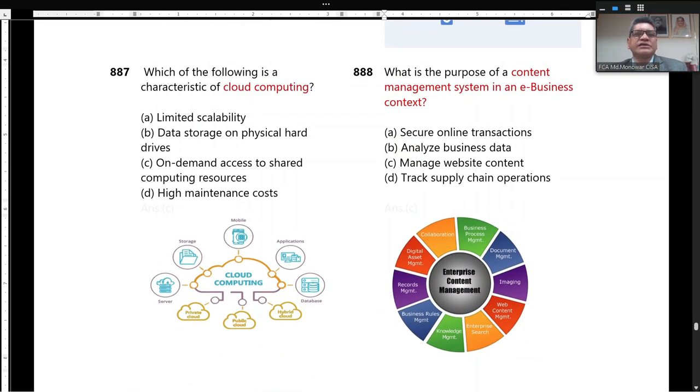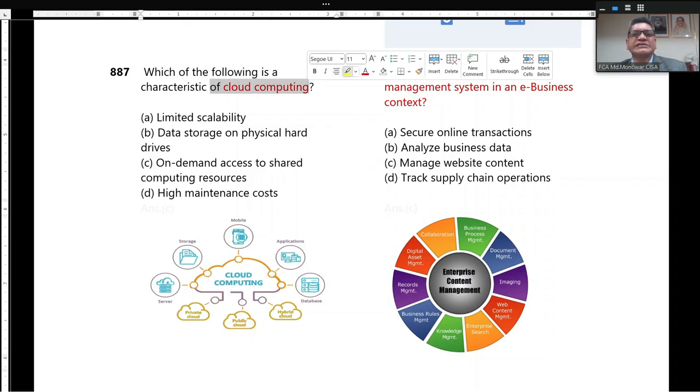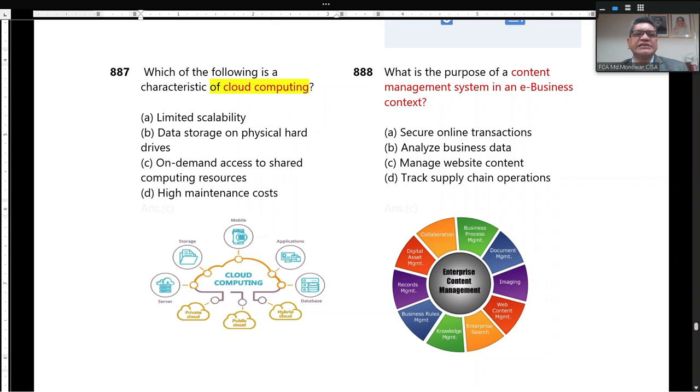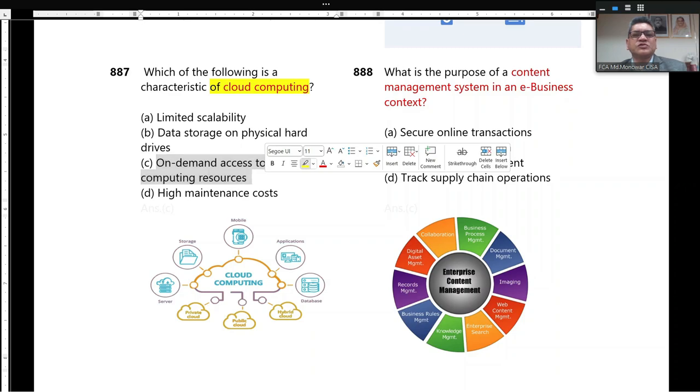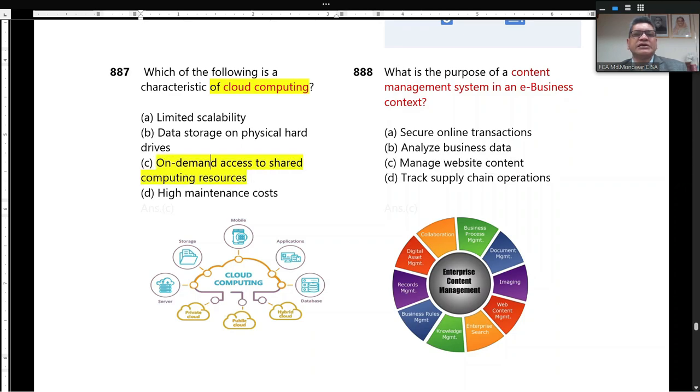Which of the following is a characteristic of cloud computing? So characteristic of cloud computing is on-demand access to shared computing resource. So this is the characteristic of cloud computing? Answer C.